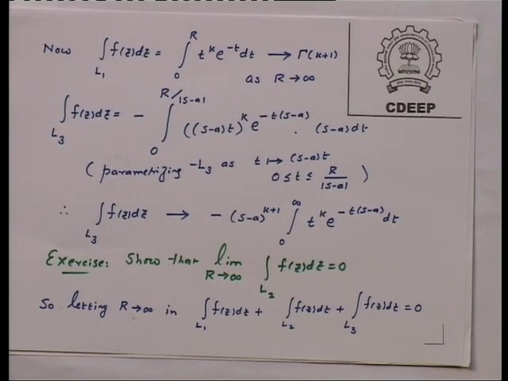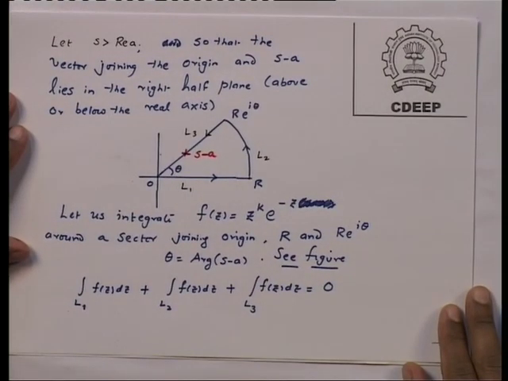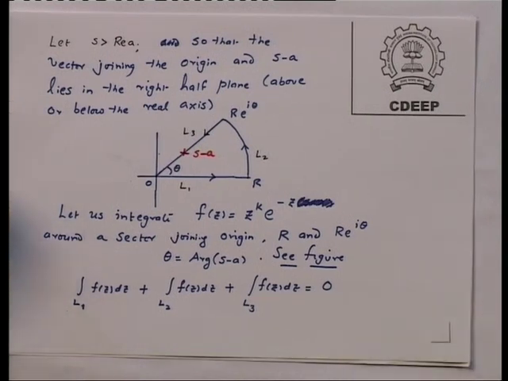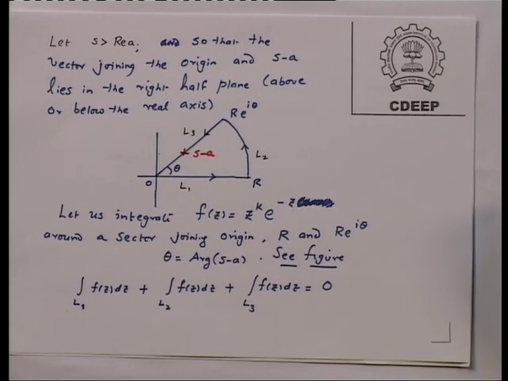Let us look at the integral along L3. Let's go back to the slide. Let's go back to the picture. What is L3? Along the second arm of the sector, right? How do I parameterize this L3? L3 is coming towards the origin, right? So minus L3, if I look at the negative of the contour, it will go from the origin out. So how do you parameterize minus L3?